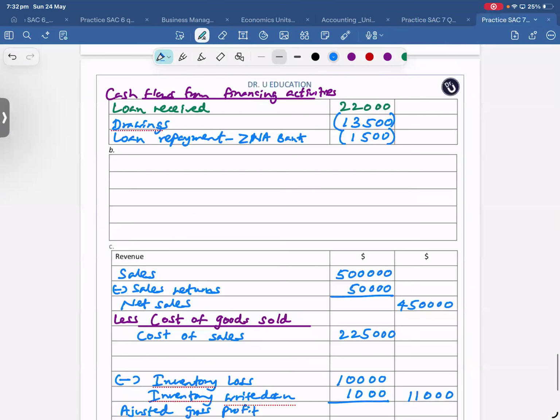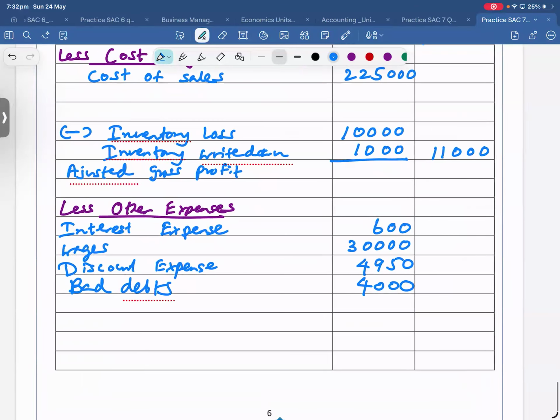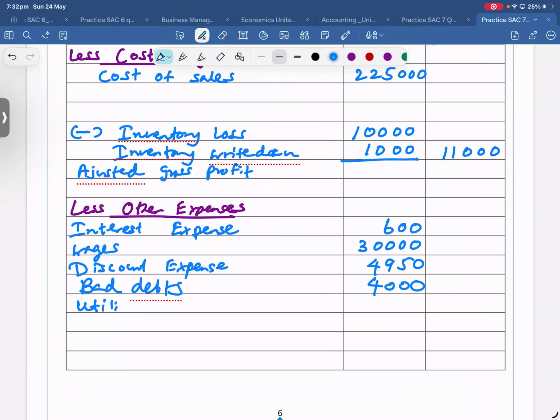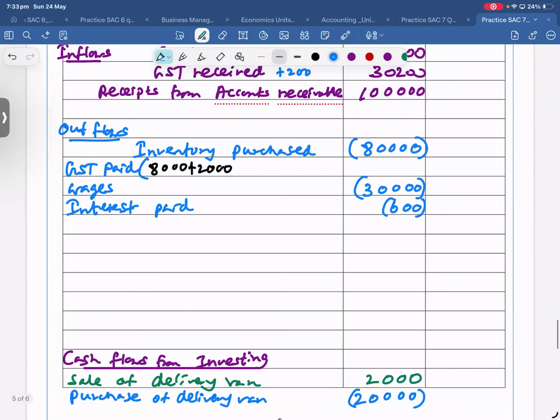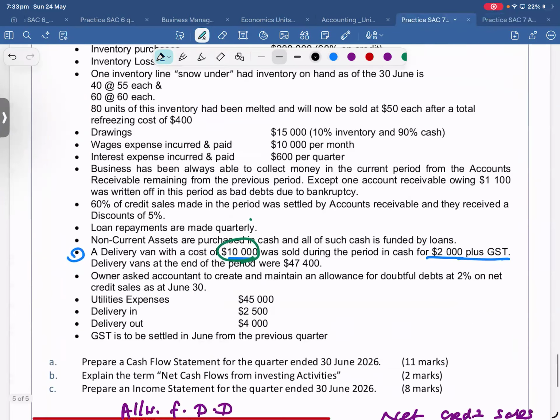Yep, 45,000. Let's say for the expenses, utilities, 45,000. And then in the cash outflow, utilities, and don't forget GST for this one, 4,500. Make sure it's all done. And the next one, guys, just make sure.